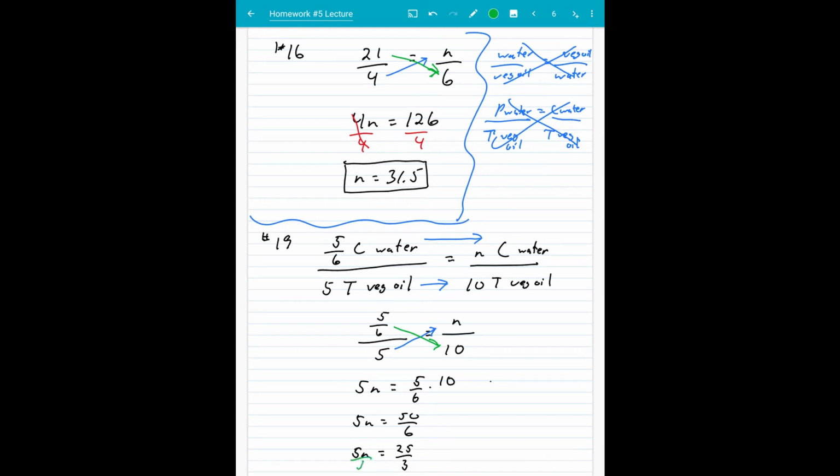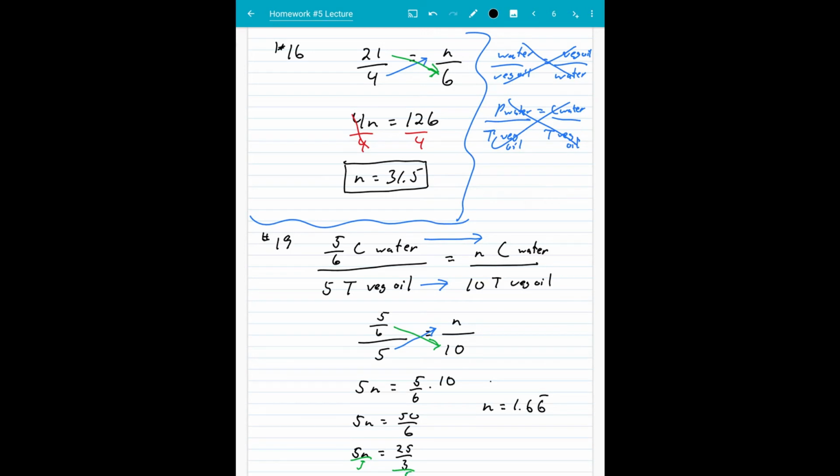Then we would have to divide both sides by 5. If we divide both sides by 5, 25 divided by 3 divided by 5 gives us 1.66666, which equals 1.6 repeating. And then 0.6 repeating would be 2/3.